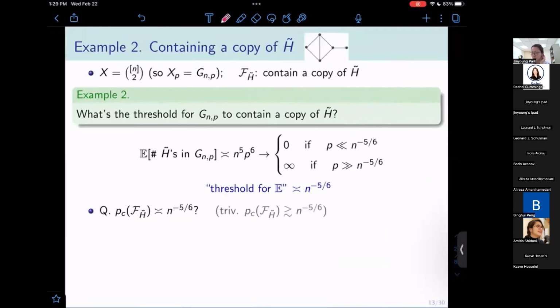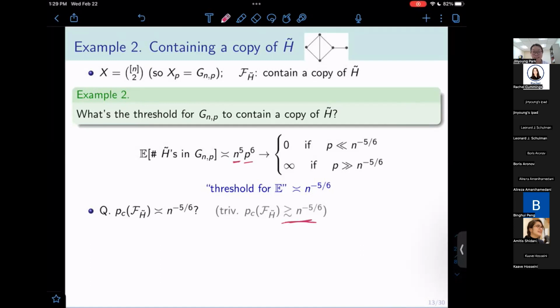And again, we can start from the expectation computation, and the expectation is n to the 5 times p to the 6, and this tends to 0 if p is much smaller than n to the negative 5/6, and this tends to infinity if p is much larger than that. So again, we can see that n to the negative 5/6 is the threshold for the expectation. So this gives us a trivial lower bound on the threshold.